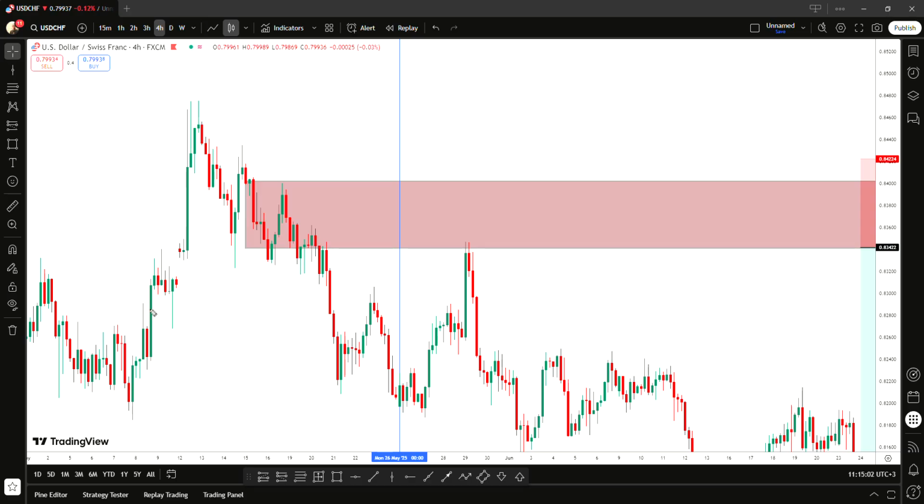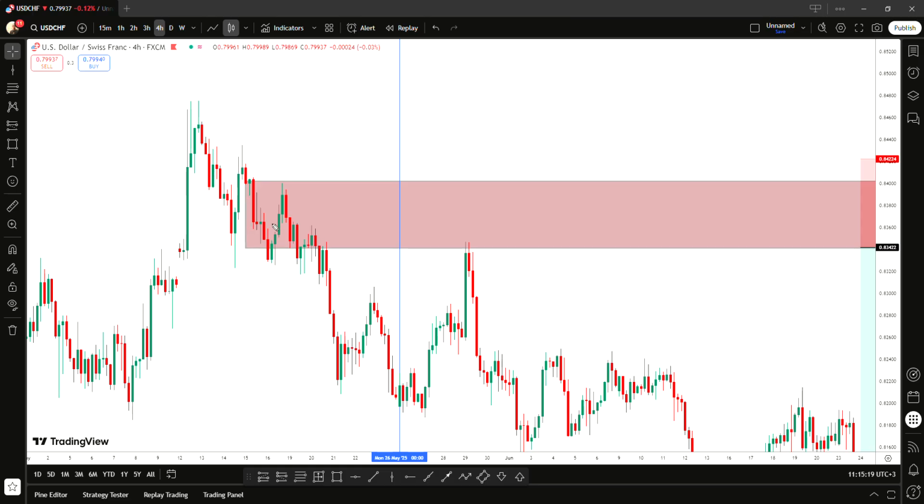So this is the area here. You see this area here? This is the demand zone. This is the demand zone that price was supposed to react from. So price reacted from this zone perfectly and then bought to the upside. After buying, it did not go far, it did not even reach this high.